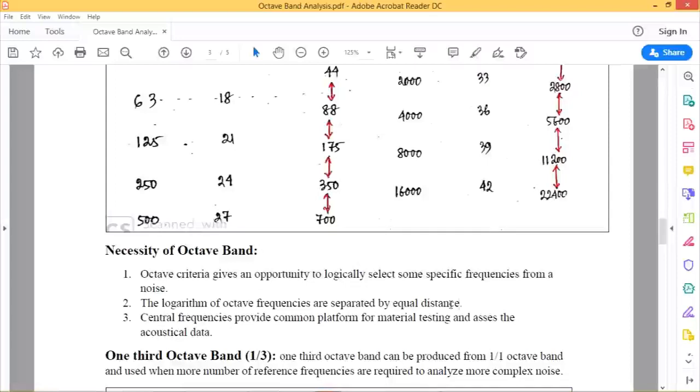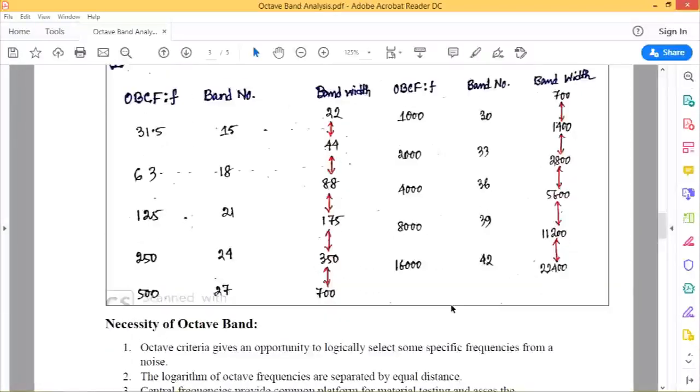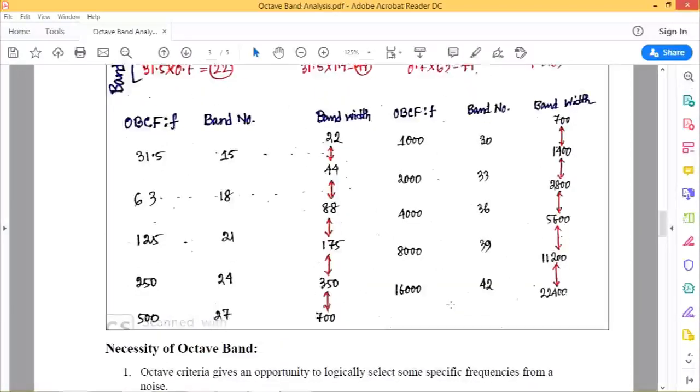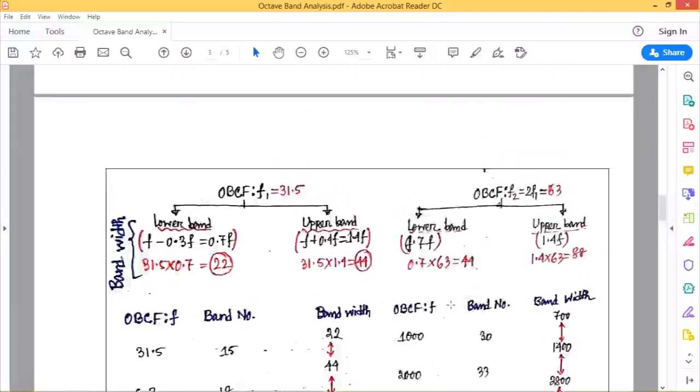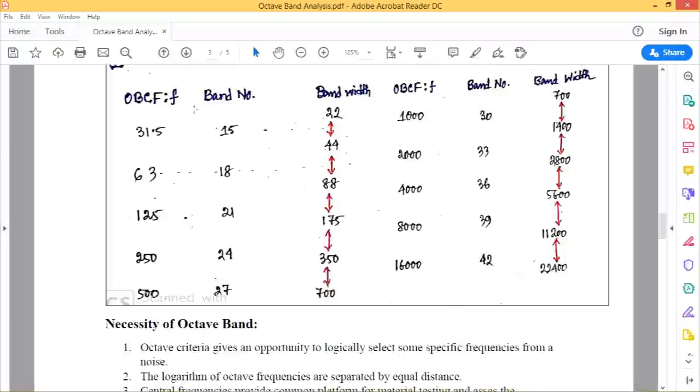Logarithm of octave frequency means 10 log 10 of octave frequency. Also, the logarithm of octave frequency is the band number. What is written here is that the logarithms of octave frequencies are separated by equal distance. You can see the band number.